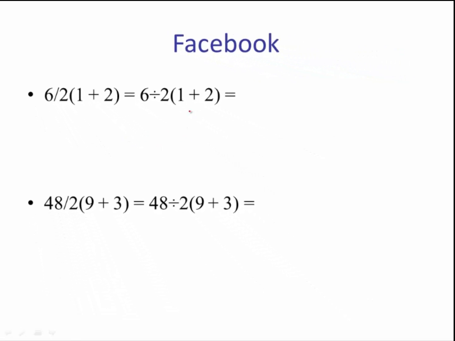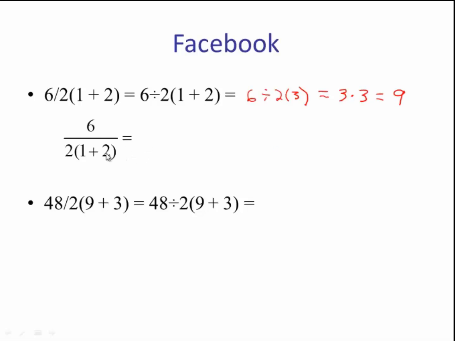So to solve this one, our first step is to do parentheses. So 1 plus 2 is 3, so we have 6 divided by 2 times 3. Now the next step would be going from left to right. We want to divide 6 divided by 2, which is 3, and then we want to multiply it by 3, and the end result is 9.